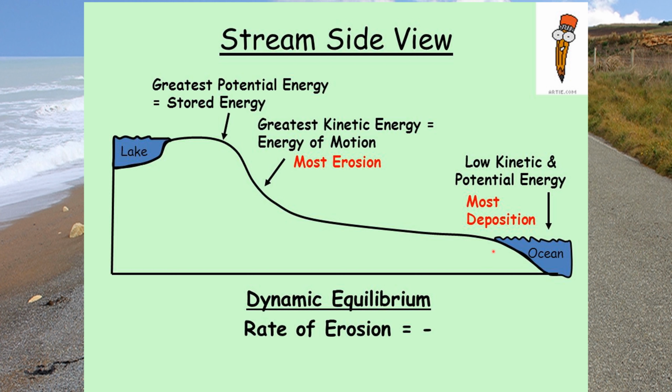Once you hit the ocean here and you don't have as much difference going on, you're going to tend to get much lower stream flow, much lower kinetic energy, and you're going to have much higher deposition. So as the water slows down, more deposition. As the water speeds up, you're going to get more erosion.